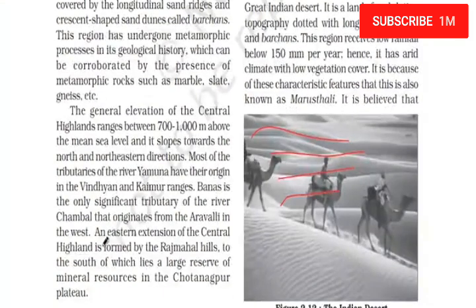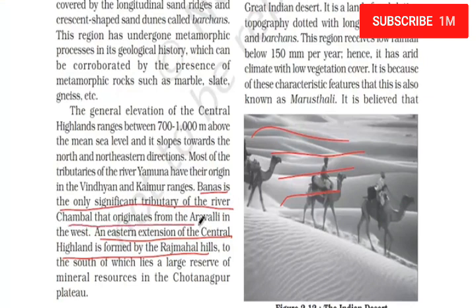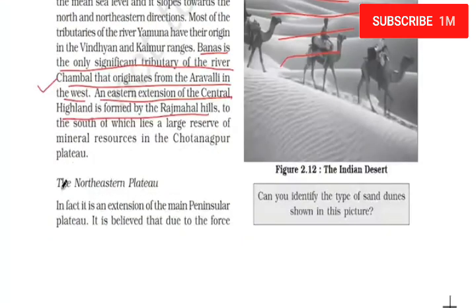And on the eastern side of this region you have the Central Highlands. Banas is the only significant tributary of the river Chambal that originates from the Aravallis in the west. So just see this, apart from this nothing much is important. Next, Northeastern Plateau.